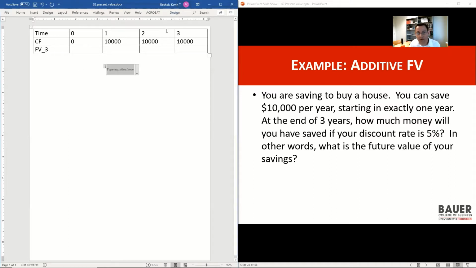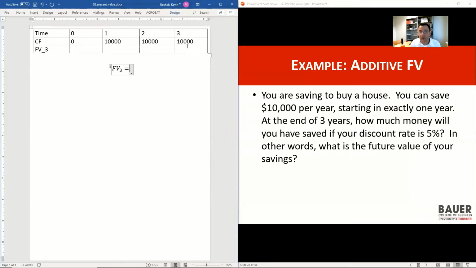So first step for any problem, draw out the cash flows. Here we go, nothing at time 0, 10,000 at time 1, 2, and 3. Second step, know what formula we're using. So here we want to calculate the future value of all these cash flows at time 3.